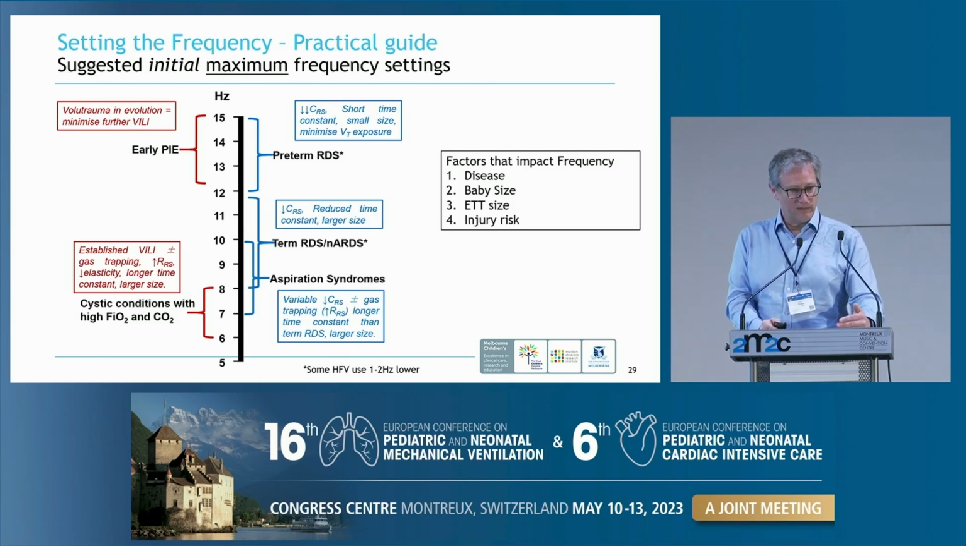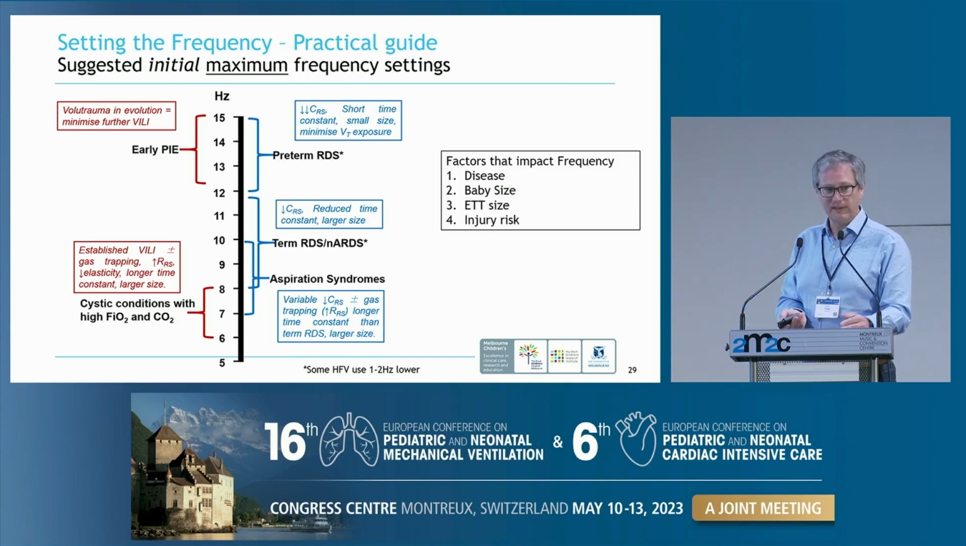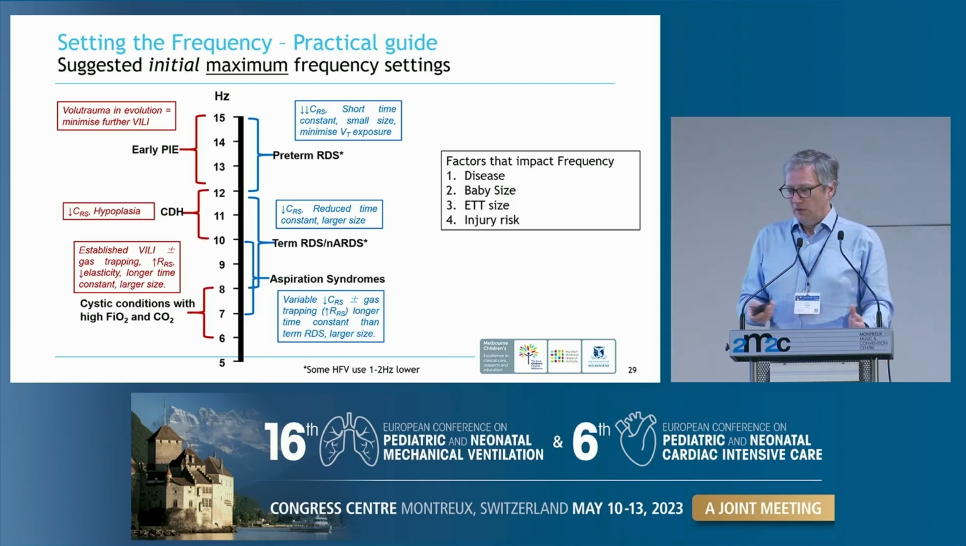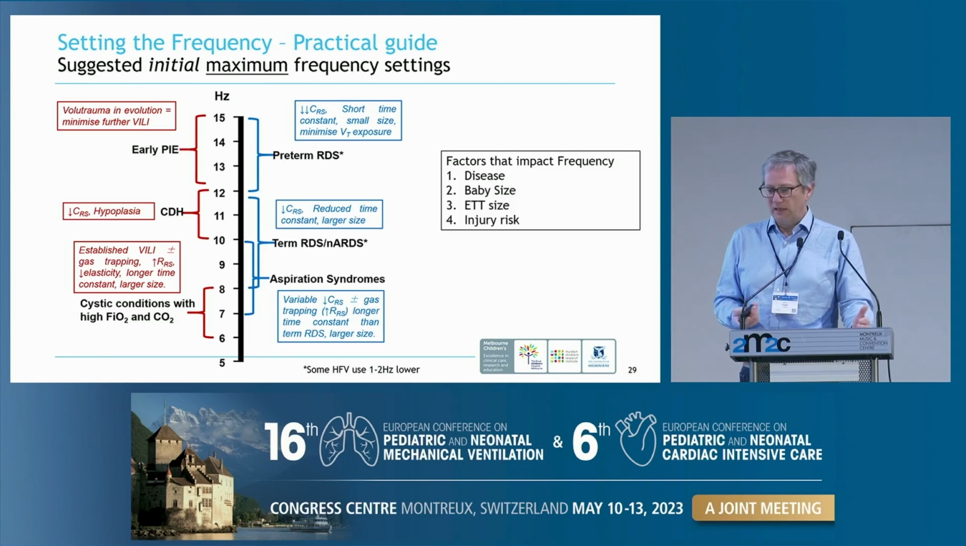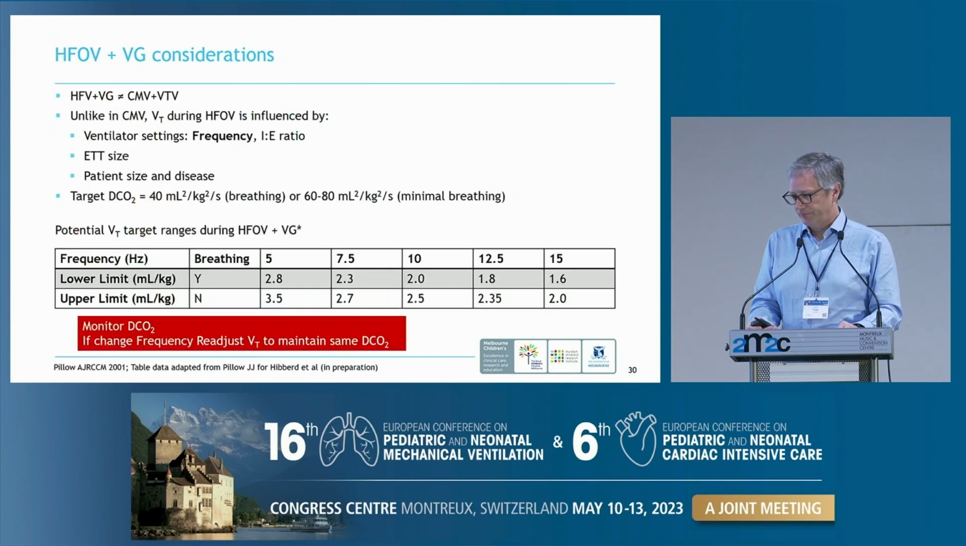Just be aware that in these kids, if they're not working at a frequency of 10 and you've got gas trapping, go down and they often get more stable. We see that a lot in our ECMO referrals, that they've just gone too high with their frequency. CDH is hypoplasia in a bigger baby. Lung injury is our problem there. I would be very cautious about using low frequencies in those babies.